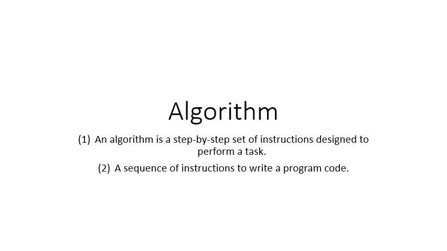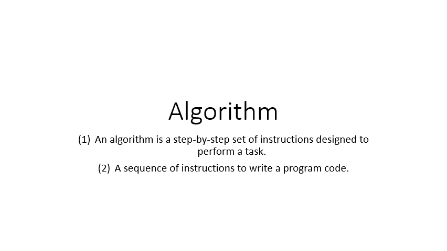Dear students, what is an algorithm? An algorithm is a step-by-step set of instructions designed to perform a task. It's very simple. Any step-by-step instructions is called an algorithm. In simple words, any step-by-step instructions to perform a task or to make a program is called an algorithm. And in computer science, step-by-step instruction to perform a task is called a program.